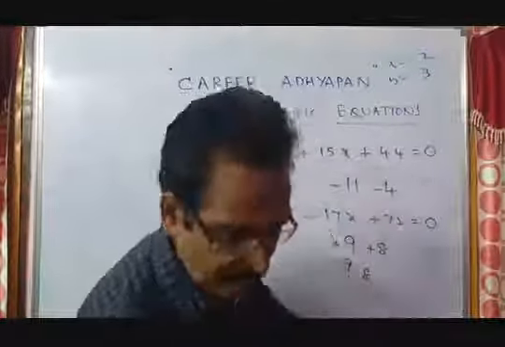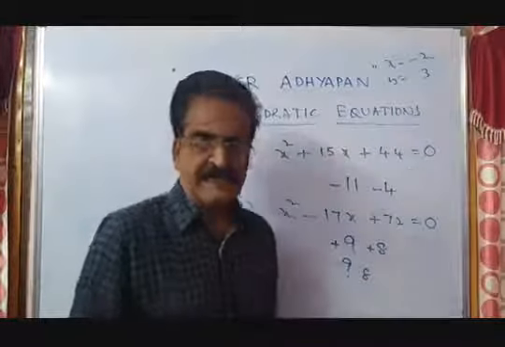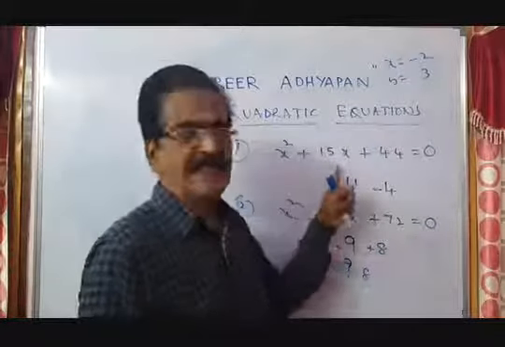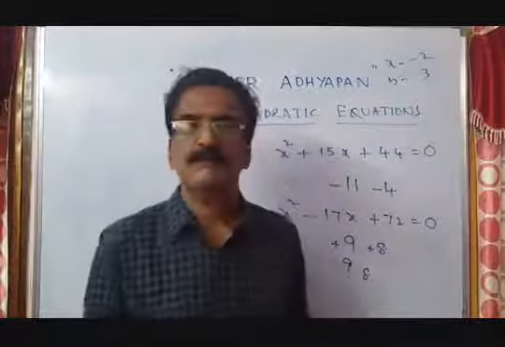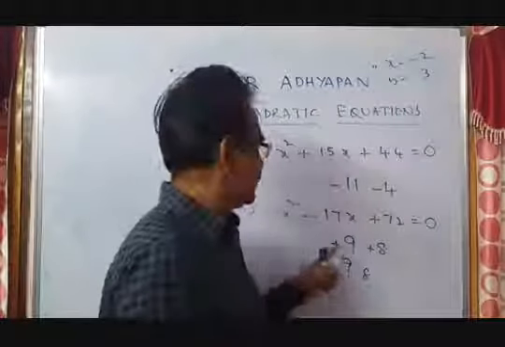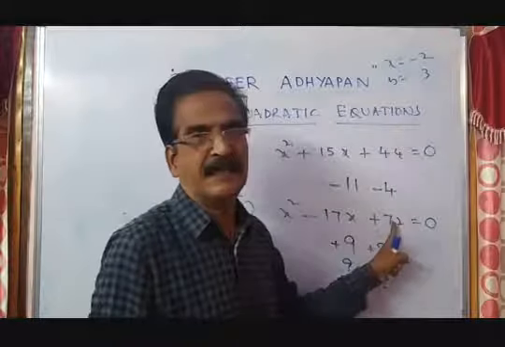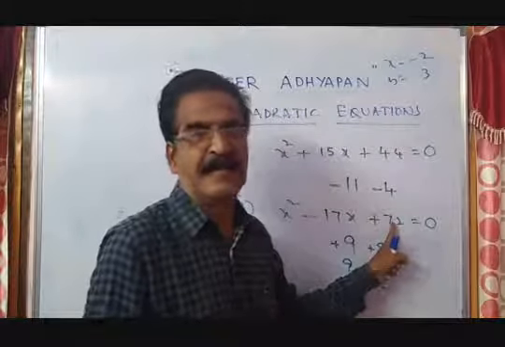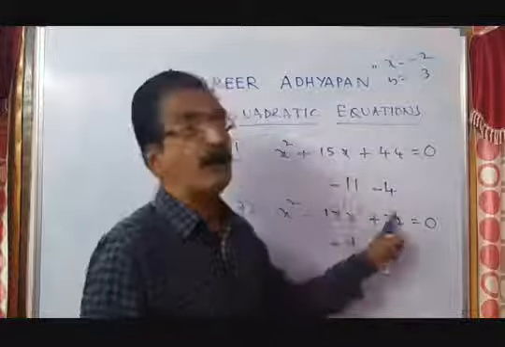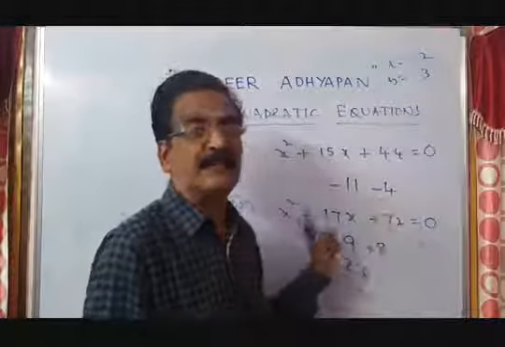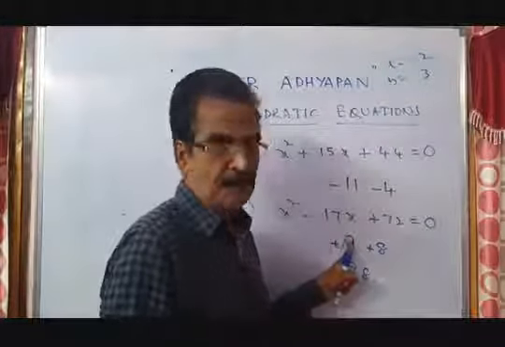Okay, friends. Now let us see the third case. The first case is all are positive. The second case is this is minus, and these are plus. B and A, C have the opposite sign. Then both the roots are positive.